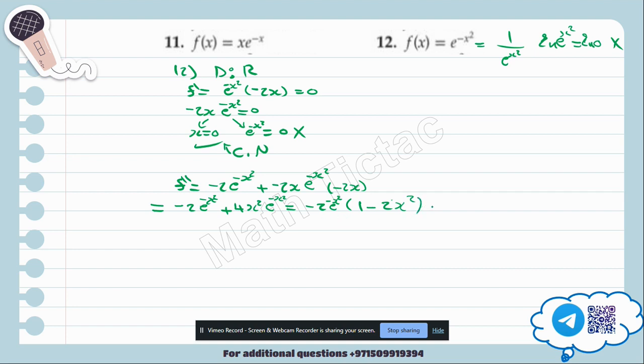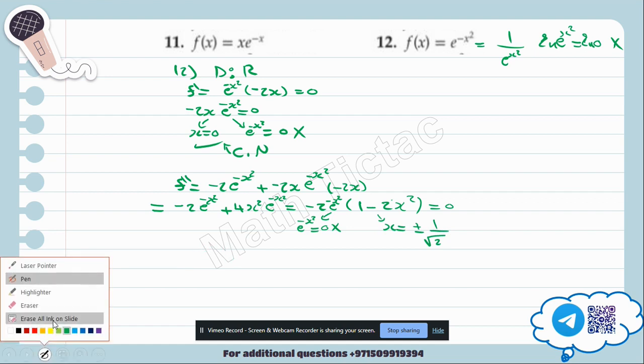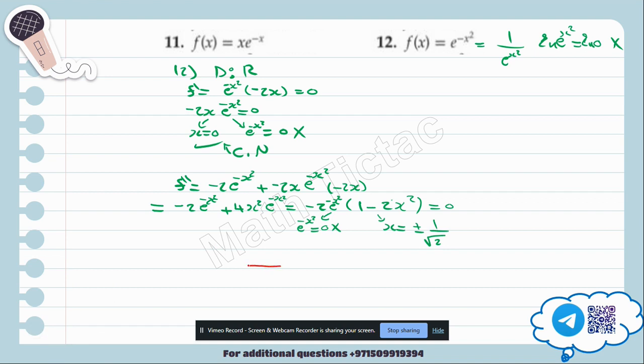Okay, now let's make this equal to 0. That will give me e to the power minus x squared equals 0, and this is going to be rejected. From this I will have x equal to positive negative 1 over square root of 2. Now all I have to do is just take the number line. So I will put the values minus 1 over square root of 2, and 1 over square root of 2.